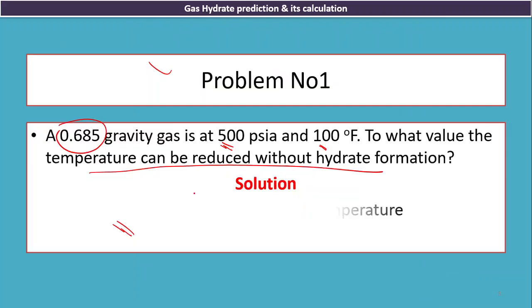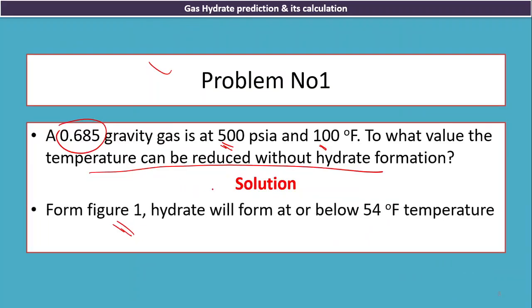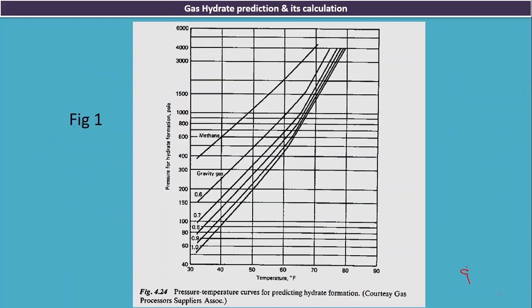So what data is given? 500 pressure and 100 degrees Fahrenheit, 0.685. So if you see here, this is 0.6, this is 0.7. So there should be some line here in between. Now the pressure is 500, so this is the 500 psi.